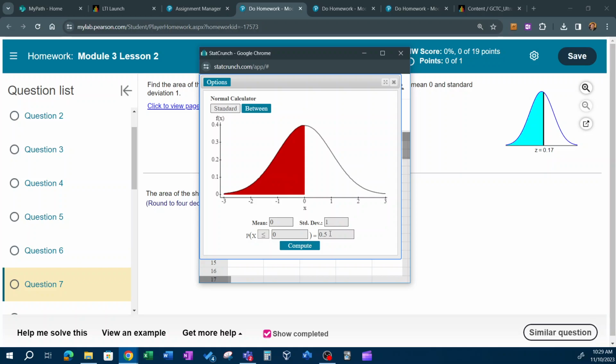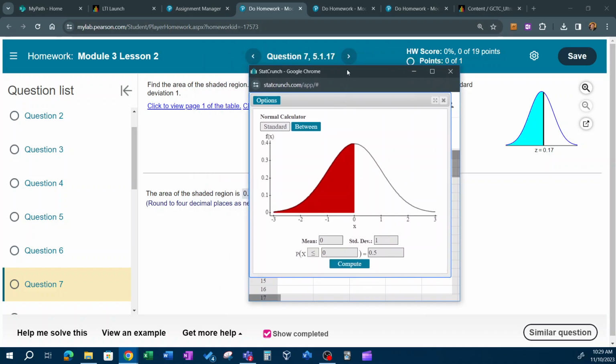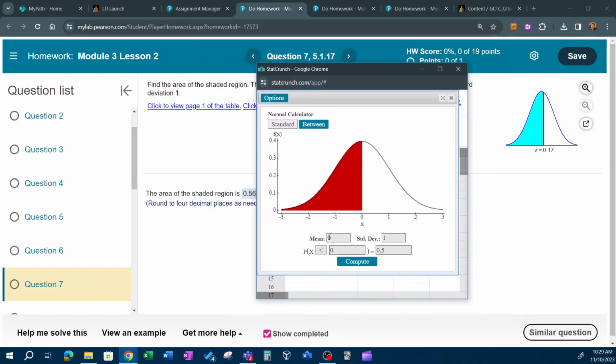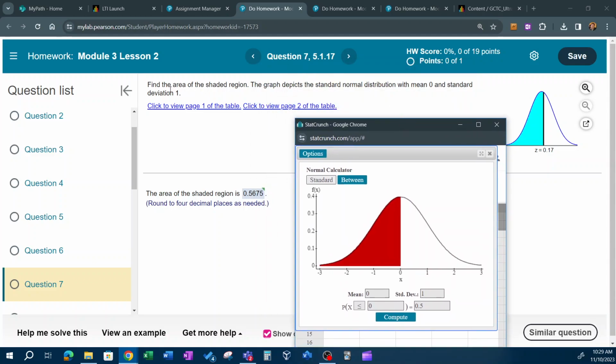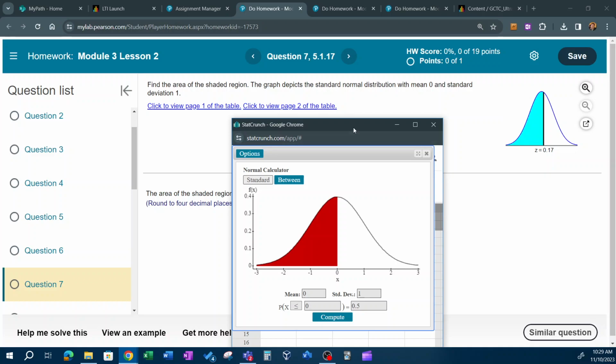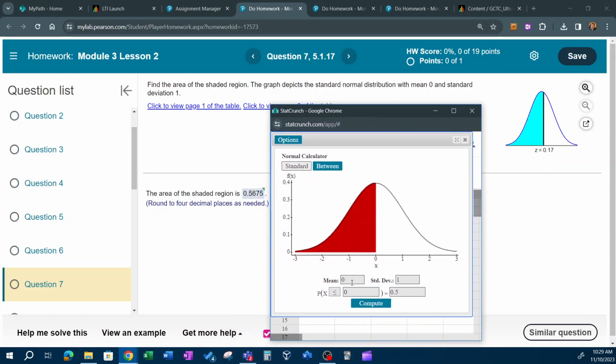In this tool, there's 5 boxes. In the first part of the problem, you want to find out the first 2 boxes, and that has to be given in the problem, okay? So these 2 values determine everything about the normal distribution that you're going to look at. So let's look at question 7 here. It says, find the area of the shaded region. Okay, so we need to find the area of the shaded region, but we need to find these 2 boxes, the mean and standard deviation first.